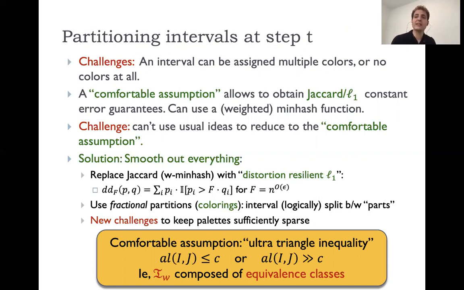In addition, we still want to have these very nice equivalence classes, but we cannot anymore because we have this multiplicative error. So what we do is we logically look at every interval as a lot of parts, and every part is a pair of interval and color. We do that instead of using the minwise hash function, and this creates a lot of new challenges that we deal with in our paper.